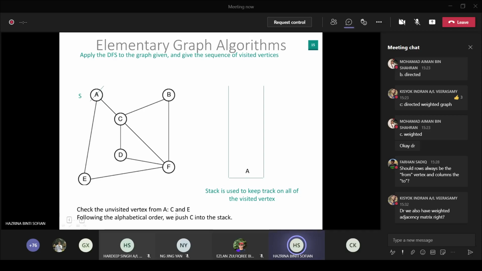So following the alphabetical order, because remember we made the assumption earlier, if we use alphabetical order, we can get the shortest path in this problem. So we take C instead of E. Currently, the sequence of visited nodes is A and C.